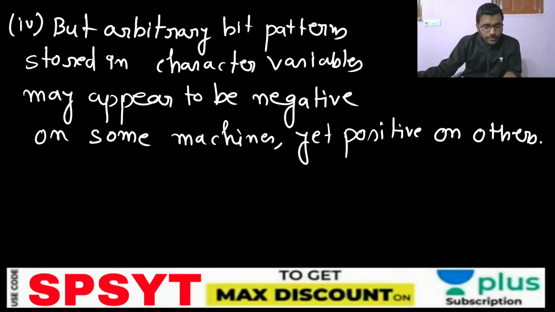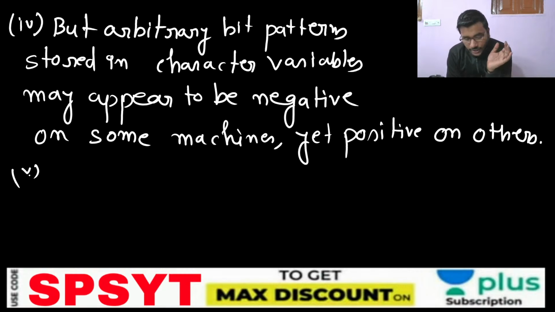So what we use for portability is to specify signed or unsigned char if non-character data is to be stored in a char variable. Okay, understood. So for portability, specify signed or unsigned if non-character data is to be stored in a char.